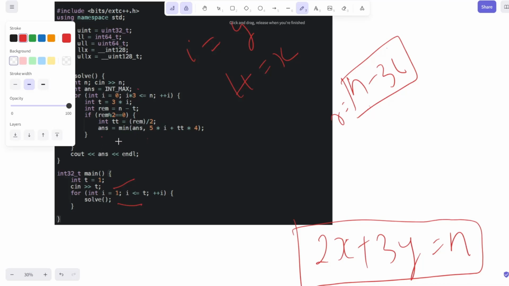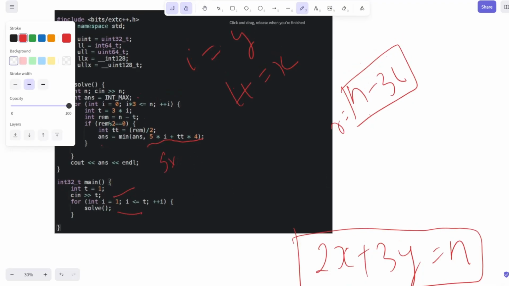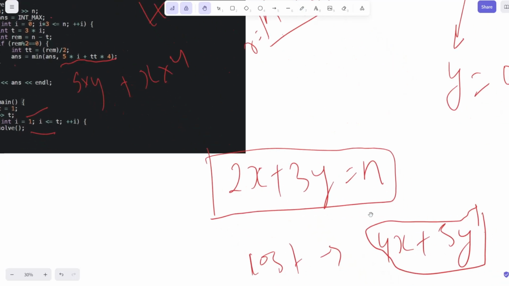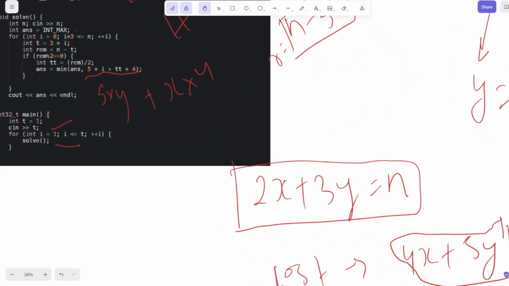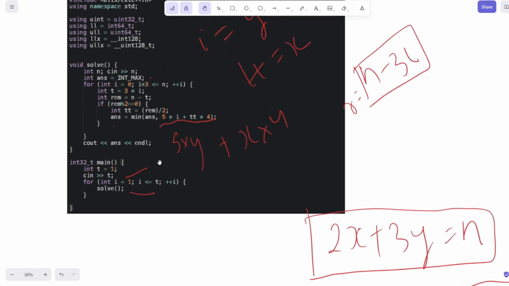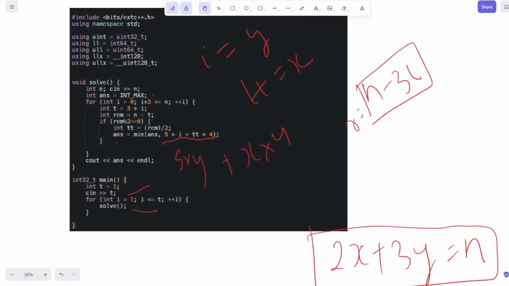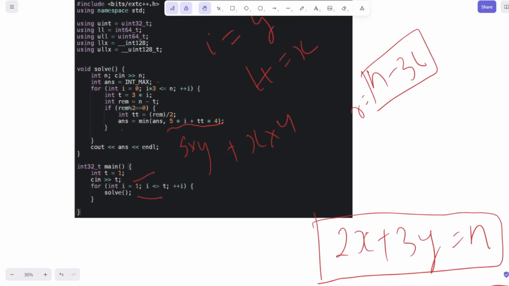And finally, we are taking the minimum of all these costs. The cost is 5 into i plus 4 into t, where i is equivalent to y and t is equivalent to x, so this is the same as 4x plus 5y. Finally, we are printing the answer variable. And yeah, this is the solution.